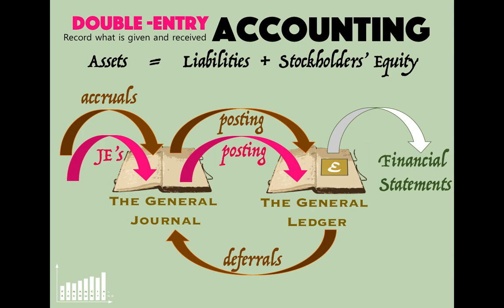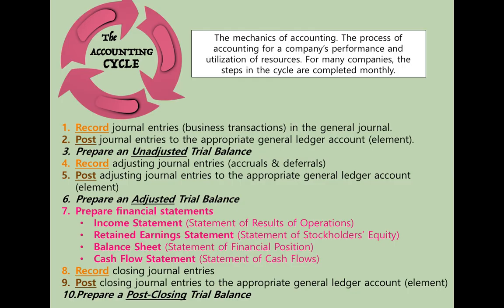So this picture gives us a little bit of a window into what we call the accounting cycle. We've been learning a little bit about this so far, but we don't quite have all the pieces together yet. The accounting cycle essentially is the mechanics of accounting, the process of accounting for a company's performance and utilization of resources. For many companies, the steps in the cycle, there are 10 of them in this ordering, are completed on a monthly basis. So let's look through these quickly.